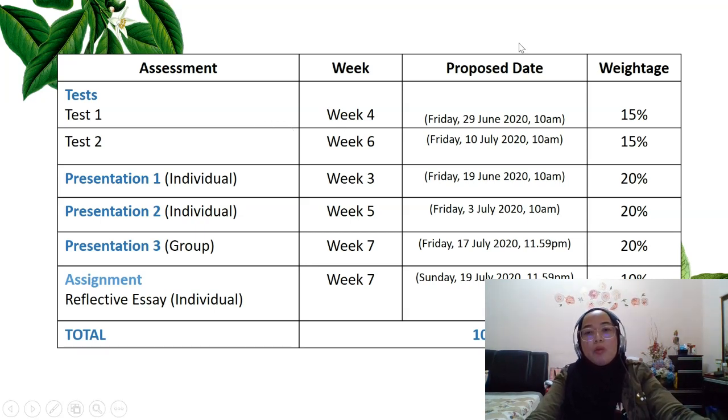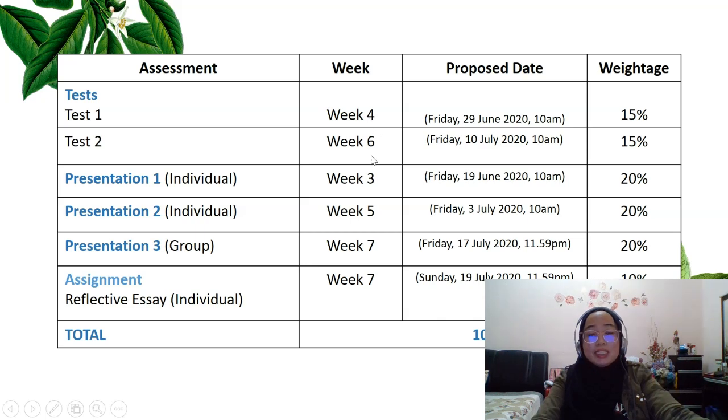But what I want to highlight here is that I also have written down here the proposed date. So please make sure that you are available during these dates, because you need a strong internet connection, as you would need to do these tests online. The test will be only 1 hour, 10 to 11, and all of these assessments will be done on Friday. So test 1 and test 2 are only 1 hour.